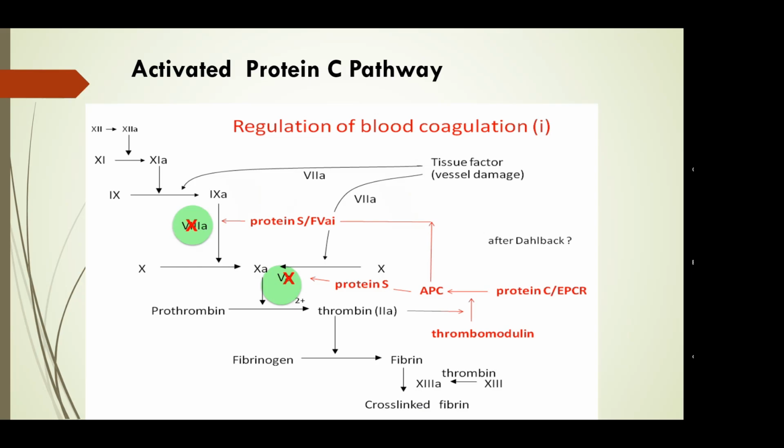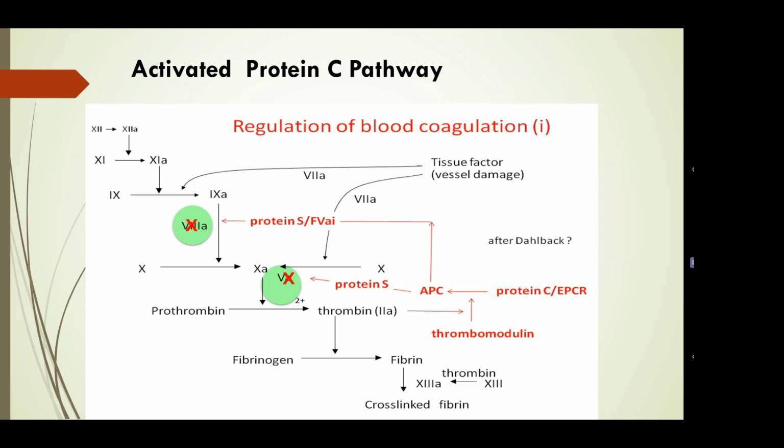So we have the activated protein C pathway. This is a pathway of blood coagulation. Protein C is produced by hepatocytes and circulates in the plasma in inactive form, and it is cleaved by thrombin when thrombin is bound to thrombomodulin, a constitutive protein of the endothelial cell membrane.